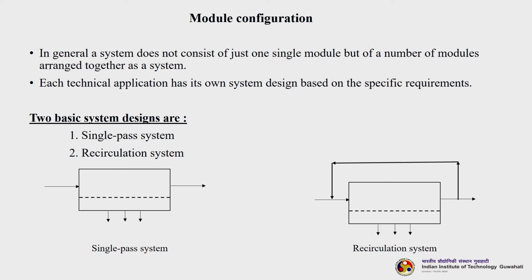So, in the single pass system, you can see here the feed enters, the permeate comes through the membrane and we get the retentate here. And in case of the recirculation system, the feed enters the membrane module, we get permeate here and retentate here, but part of the retentate is getting recycled back. So, this is called a recirculation system. This is actually being done to achieve a particular separation or target oriented separation.